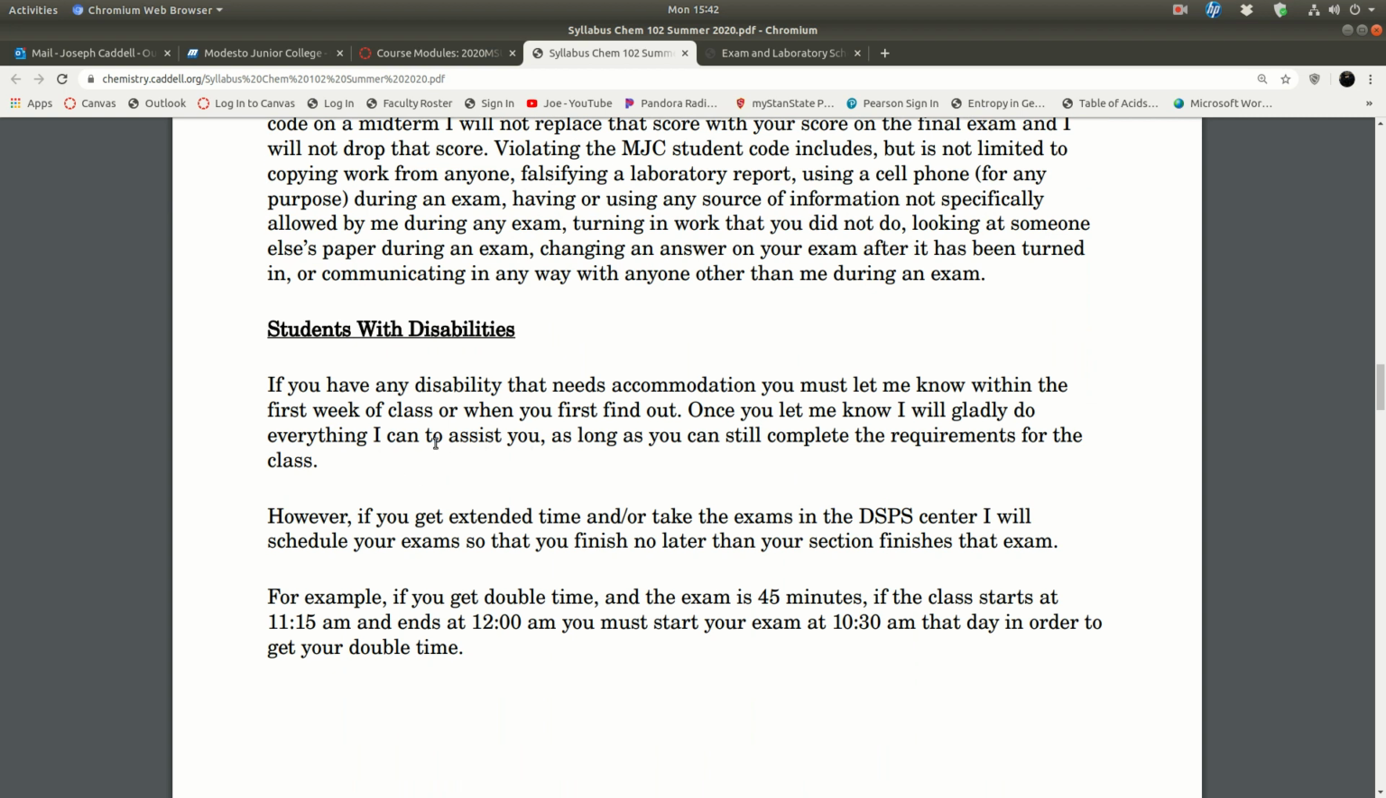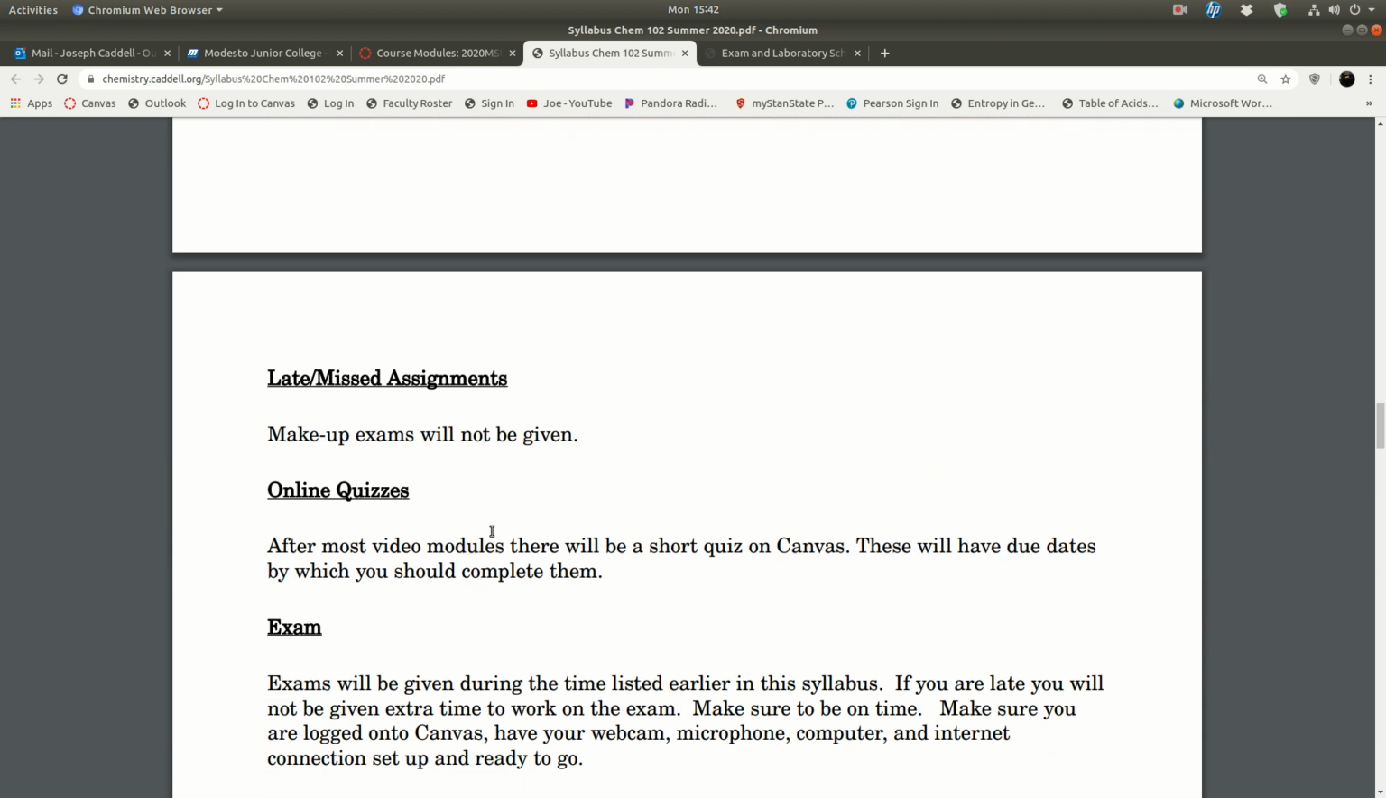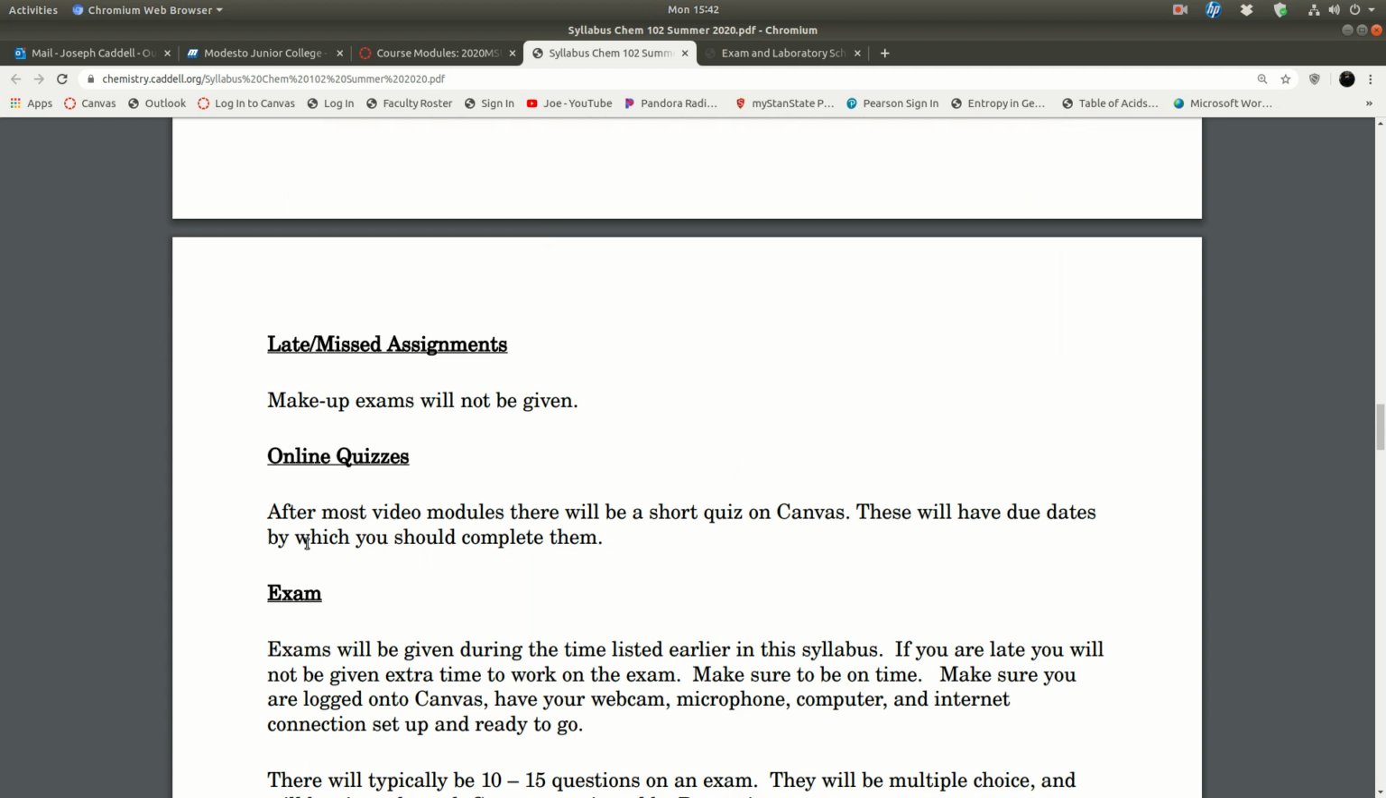If you need DSPS, then we can work that out. Let me know. We need to set up the times for the exam so that you end at the same time as the rest of the class. So for example, if you get double time, the exam's 45 minutes and the class starts at 11:15, that means you'll be starting at 10:30 so that you end at 12 o'clock, just like everybody else. No makeup exams.